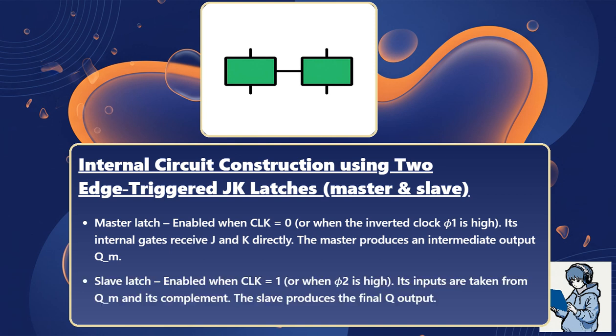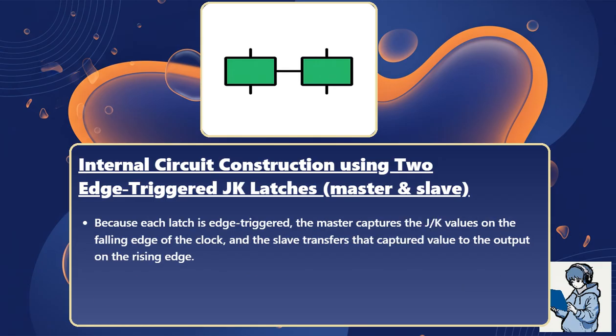Slave latch: enabled when CLK equals 1, or when Phi 2 is high. Its inputs are taken from Q sub M and its complement. The slave produces the final Q output. Because each latch is edge-triggered, the master captures the J/K values on the falling edge of the clock, and the slave transfers that captured value to the output on the rising edge.